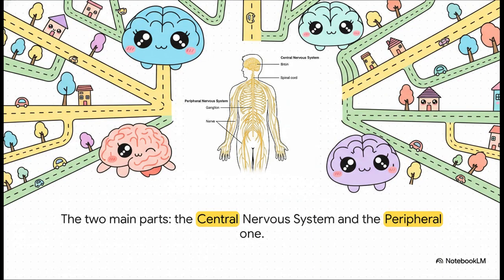Okay, so first things first, let's get our bearings on the map. You've got two main parts: the central nervous system, the CNS, that's the brain and the spinal cord. Think of these as the major cities and the big interstate connecting them. Then you have the peripheral nervous system, the PNS. These are all the smaller local roads and side streets that branch out to every single neighborhood, or every part of your body. Today, we are focused on that main interstate, the spinal cord.